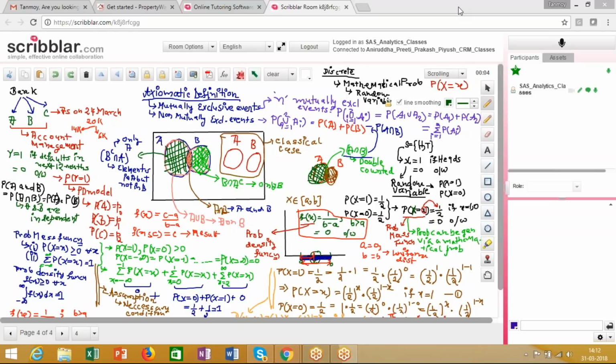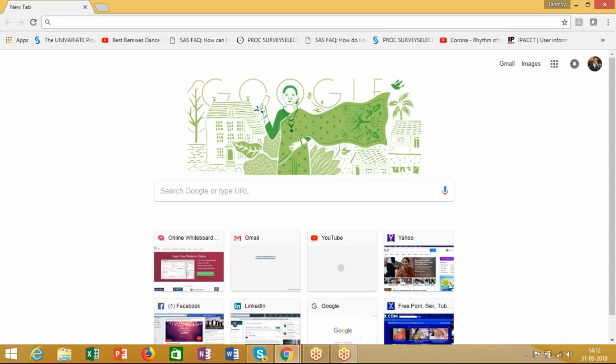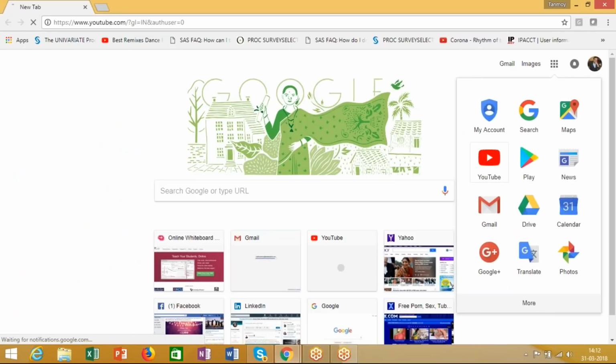Within probability, we have discussed the very basics of what is meant by probability. How do you calculate probability? What is the classical definition of probability? What is the axiomatic definition? And the different aspects related to probability, like probability mass function, probability density function, and so on. So these are the basic things with which we have started our discussions, right?